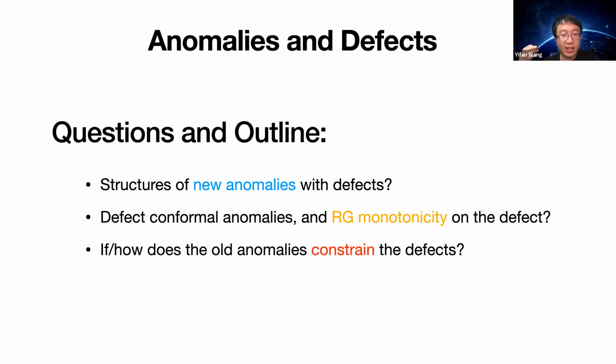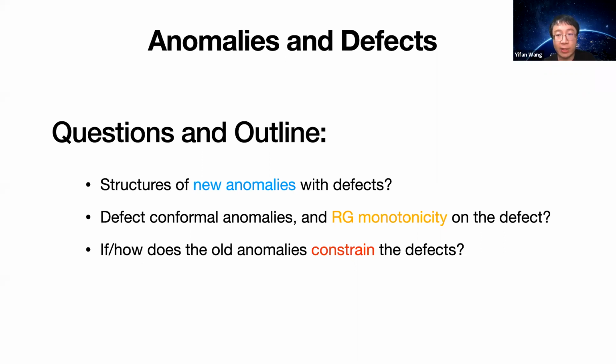Okay, so given this success of anomalies in constraining RG flows and helping to solve IR physics of ordinary QFTs, we certainly want to extend this to the context of defects. So what are the main questions I want to address here? One question is to explore what the general structure of anomalies in the presence of defects is. Another is how to determine universal quantities of defects, such as the defect conformal anomalies, and understand the RG constraints that they will give rise to.